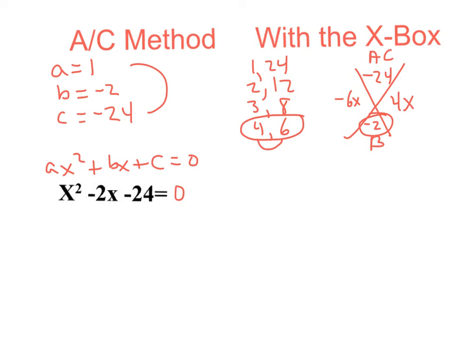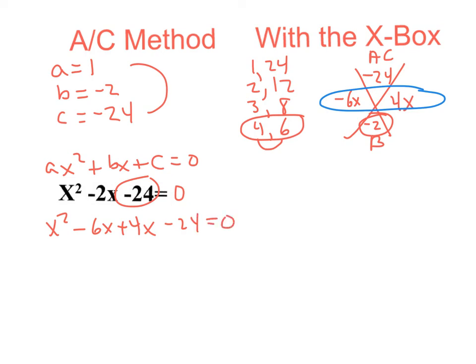We bring our first thing down again, so I have an x squared. Then come back over here and take those pairs that we just came out of if you use the X box. And so that's a -6x and a +4x. And then the last piece here, the -24, that equals 0.